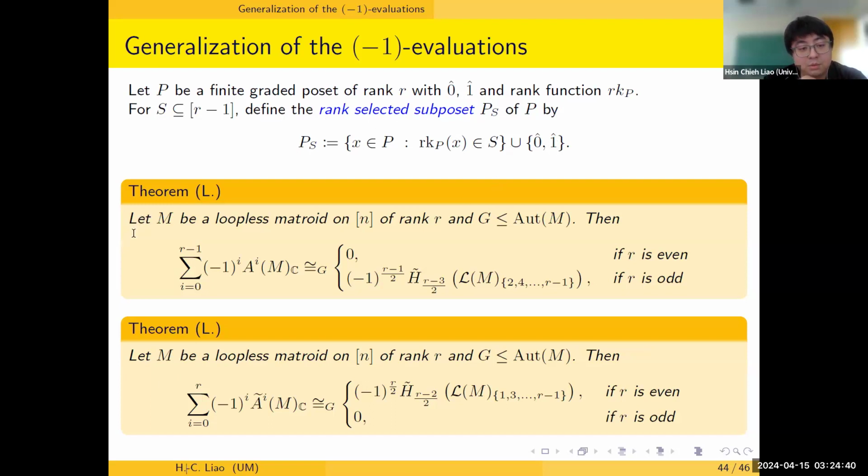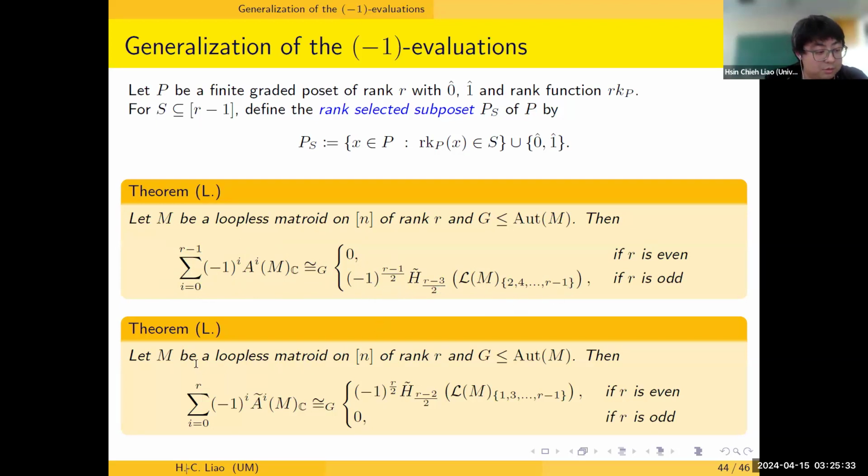Now we show that for any loopless matroid M on the set 1 through n of rank R, and G a subgroup of the automorphism group of M, then as a virtual representation, the alternating sum of the Chow ring's homogeneous components is isomorphic to either 0 or a representation of G on the top reduced homology of the lattice of flats of the matroid, where we select the ranks 2, 4 to R minus 1, with some sign.